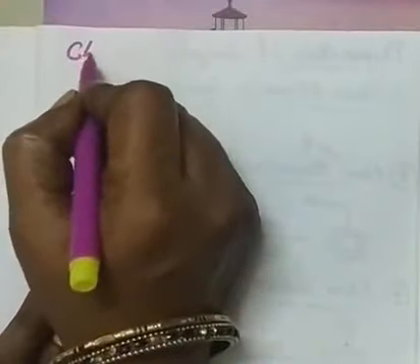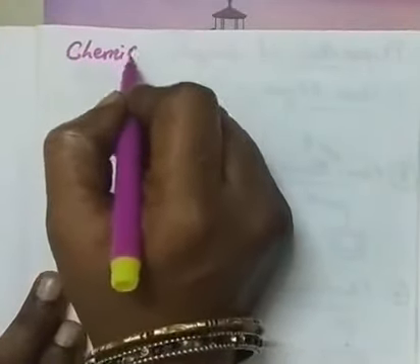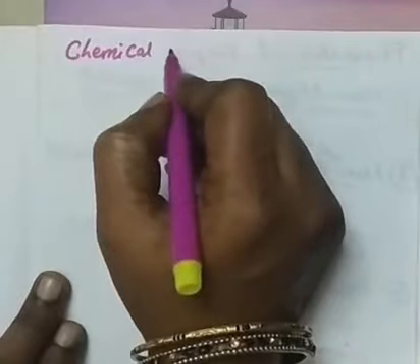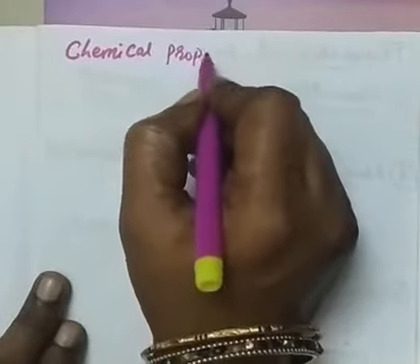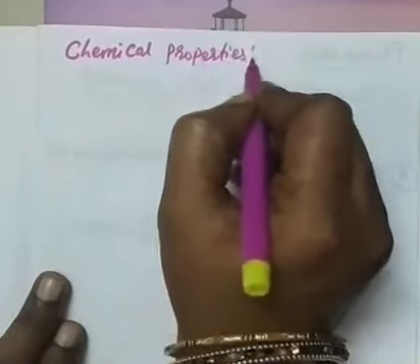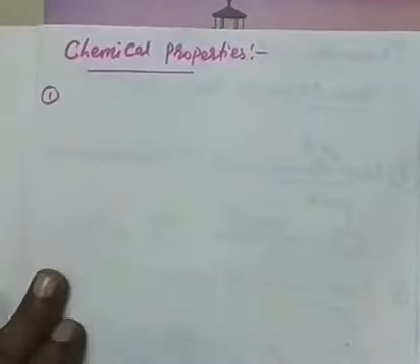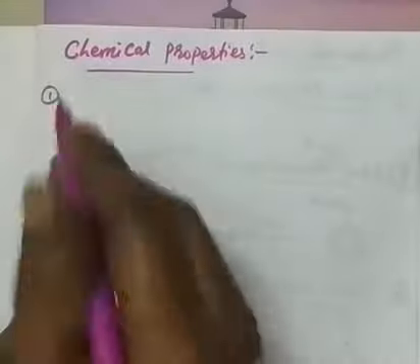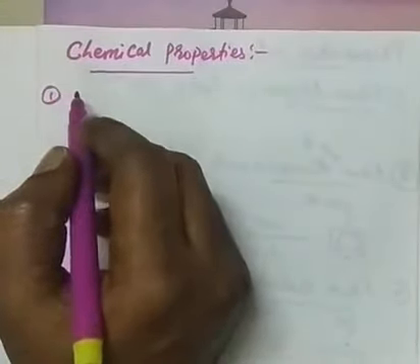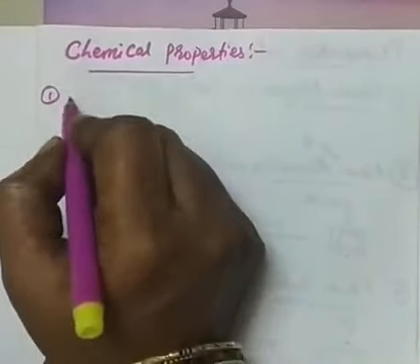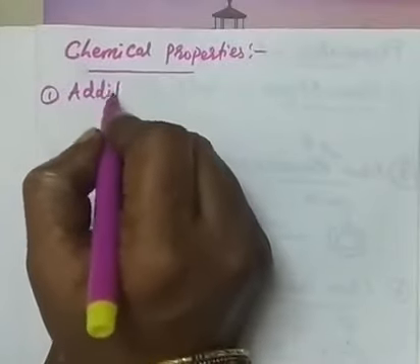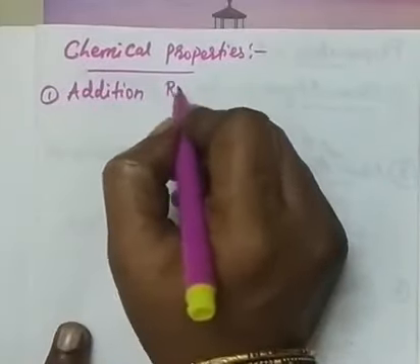Then coming to the chemical properties. What are the different chemical properties it will have? What do chemical properties mean? It will undergo some change in its chemical composition by reacting with different substituents, right? There are only three, but only one is important, I'll tell you. So the first one is addition reactions.